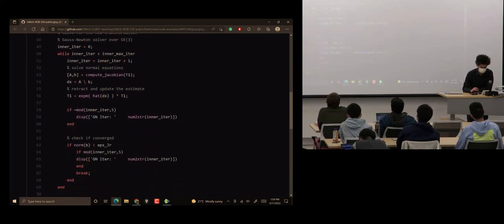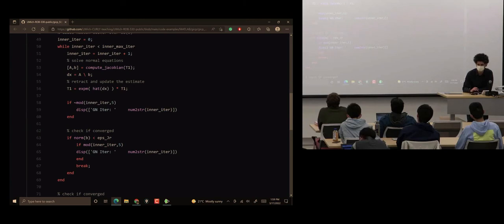Then I'm solving a Gauss-Newton here. I'm implementing my own solver. I'm not using another library. So all I'm doing is calculating the Jacobian, solving a linear system in line 54, and then integrating in line 56.